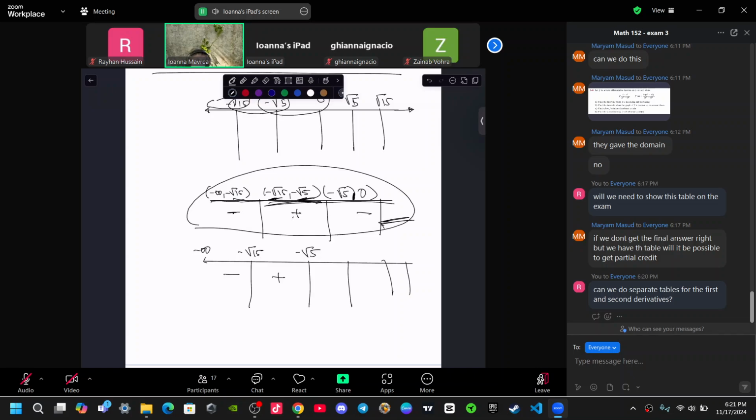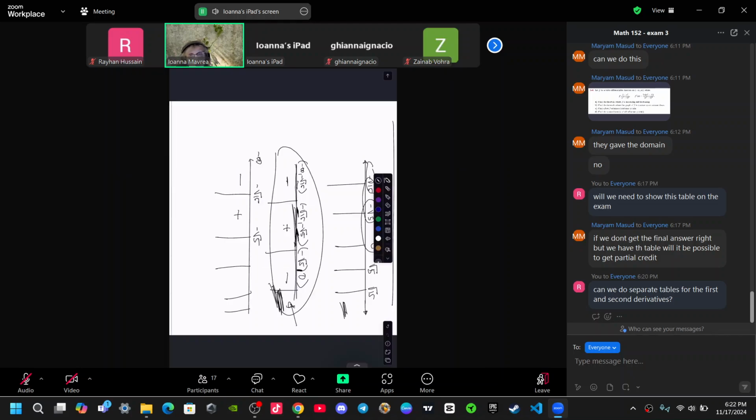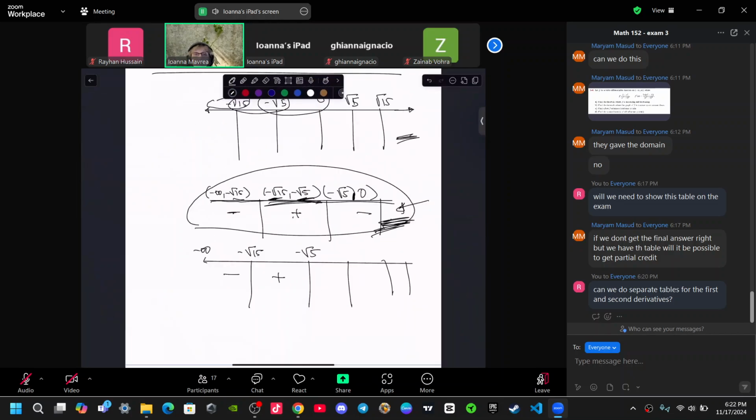But it could be given to you this way or that way. If it is given to you, it's probably going to be given to you this way. If it isn't, then you're going to be asked to create it somewhere. Or you might be asked to create it somewhere and be given to you in another problem. Yes, you can do separate tables. Sure.